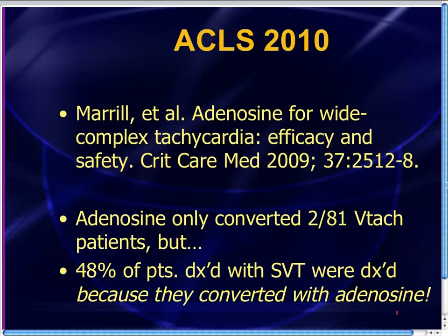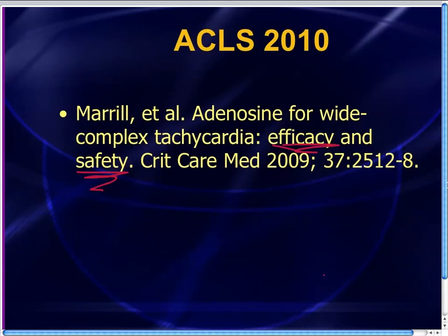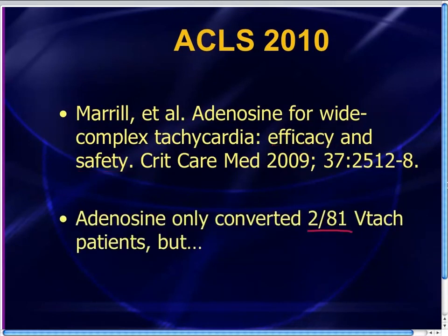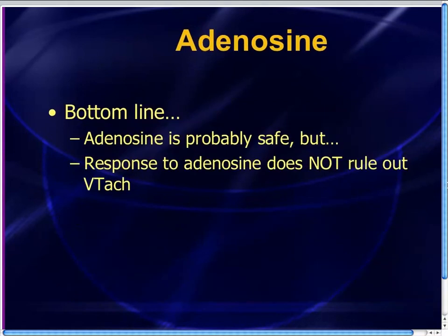That's ridiculous. So what it means to me is that whoever wrote this section of ACLS ought to be flogged because they didn't read the study. They just stuck this recommendation back in without reading the study. If they had read the study, half the patients that were diagnosed with SVT were diagnosed because they converted with adenosine, and then they come back and say, oh, it only works in 2 out of 81 cases of VTAC. That's crazy. So be very careful.